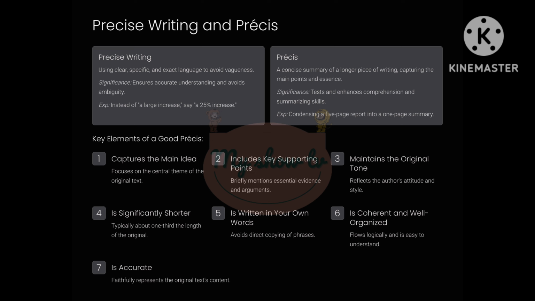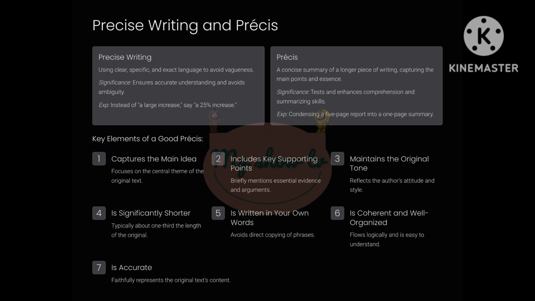For example, you might be asked to read a 5-page research report and then write a 1-page précis that captures its key findings and conclusions. Here are the key elements of a good précis. 1. Captures the main idea. The précis should clearly and accurately reflect the central theme or argument of the original text.